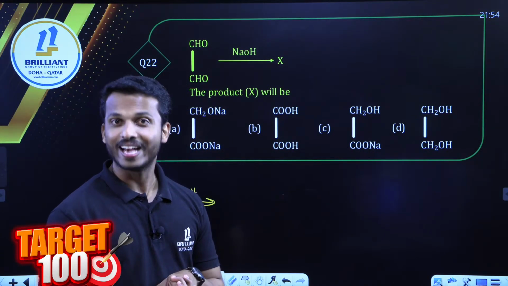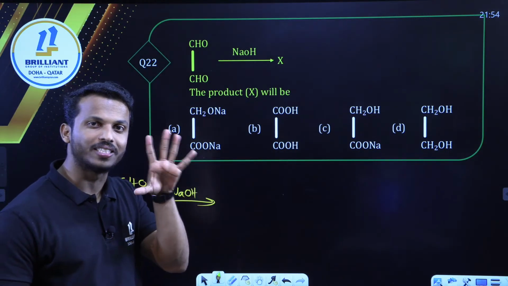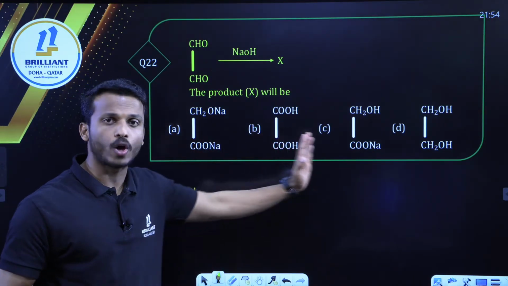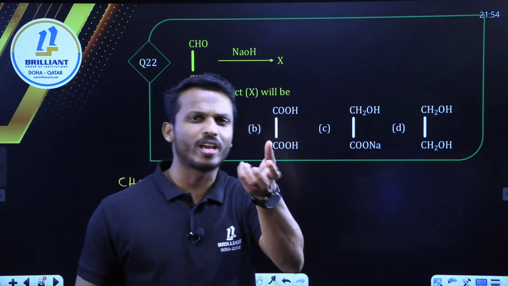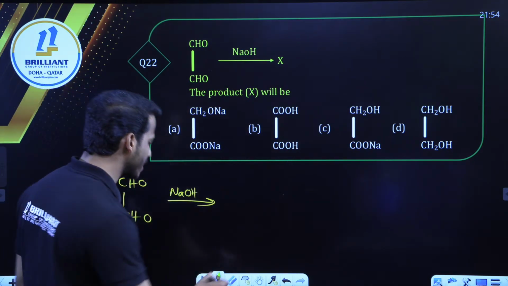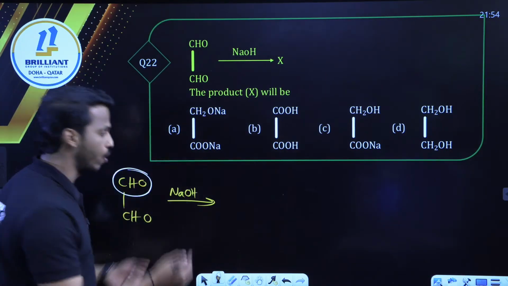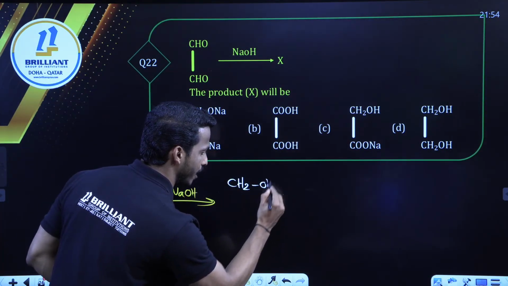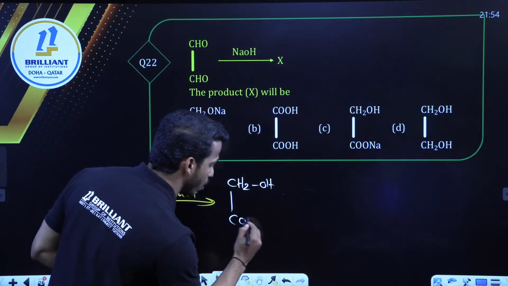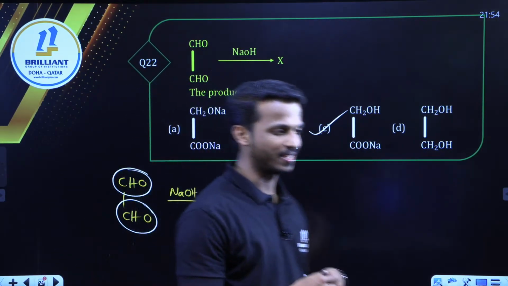Some of you may be confused. Why Cannizzaro? Dear all, this aldehyde does not contain alpha hydrogen. And from the options, one is an alcohol and one is a sodium salt, which are the products of the Cannizzaro reaction. During the Cannizzaro reaction, one aldehyde becomes alcohol, CH2OH, and the other aldehyde becomes its sodium salt of acid, COONa. Where is this answer? That is option C.